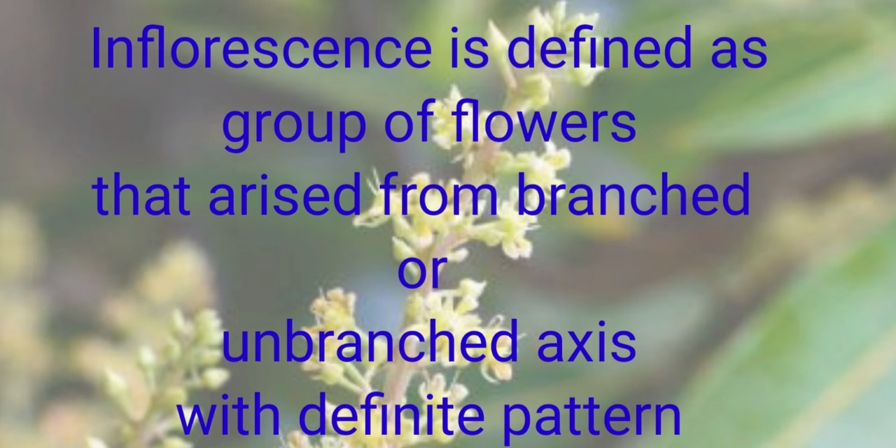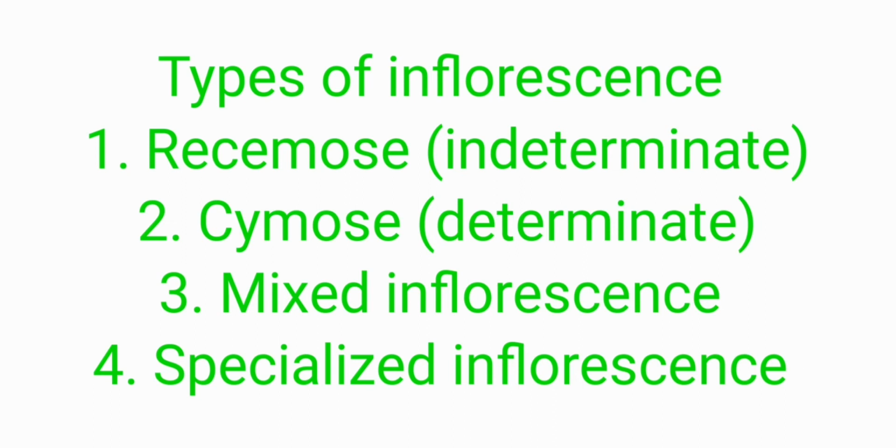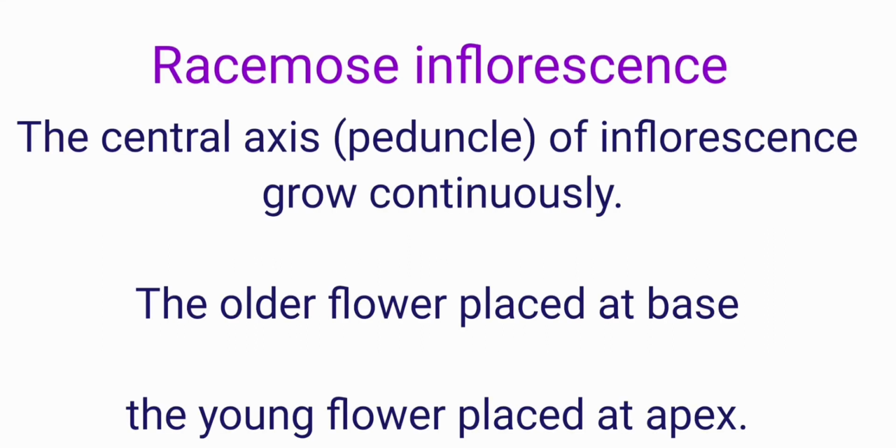Based on the branching pattern and other characters like the number and arrangement of flowers and some specialized characters, inflorescences are classified into 4 types. They are the indeterminate, which is also called racemose, determinate, which is also called cymose, mixed inflorescence, and specialized inflorescence. In this video, we are going to see about the racemose.